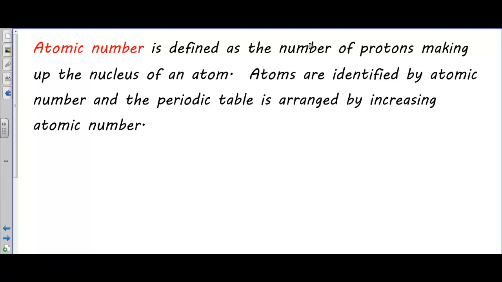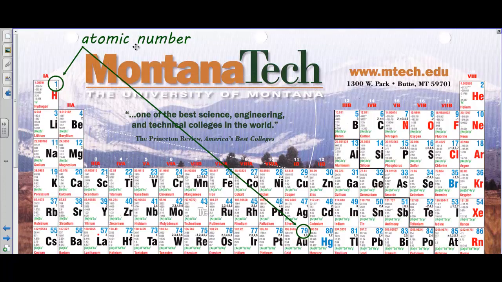Atomic number is simply the number of protons that make up the nucleus of an atom. If you want to identify the type of atom that you're looking at, you would count the number of protons. For example here, the atomic number of hydrogen is 1, that of gold is 79. On the Montana Tech periodic tables, the atomic number is always listed in the upper right-hand corner for each element.